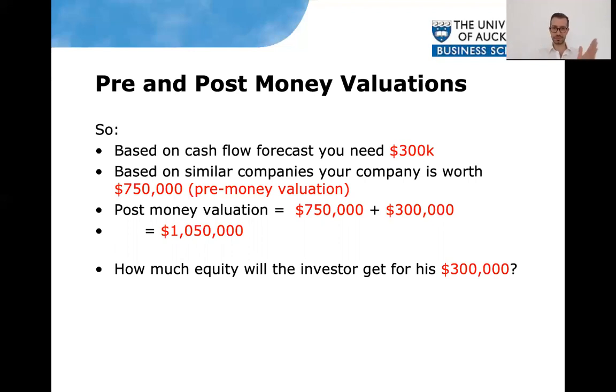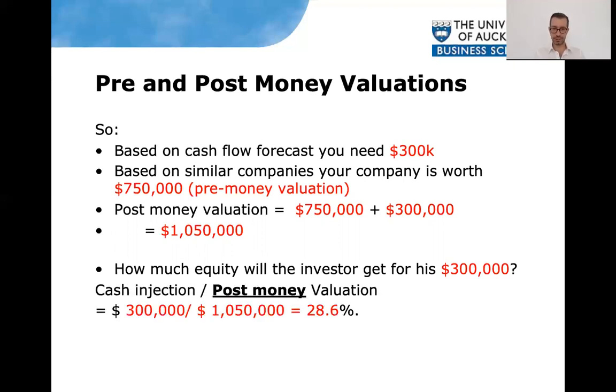So the word says pre and post. So post is pre plus the money that you're receiving. Once you have your post-money valuation, you simply need to divide your cash injection by your post-money valuation. So in this case, you're going to give your investors 28.6% of your company in exchange for the $300,000.